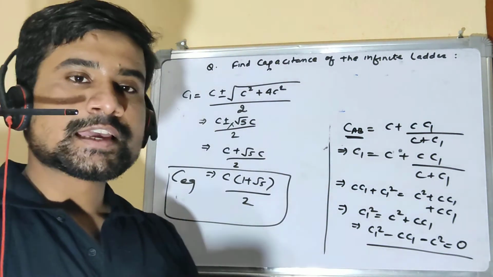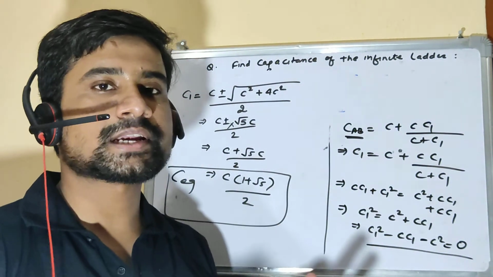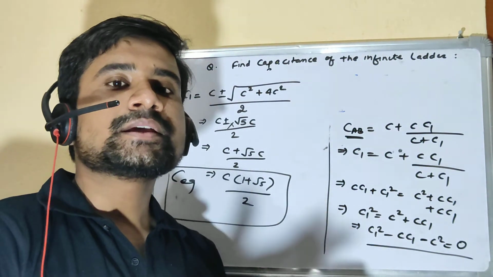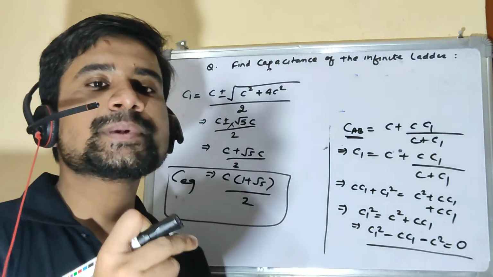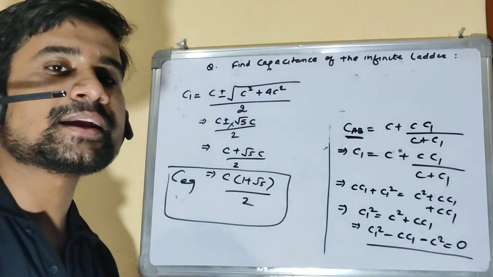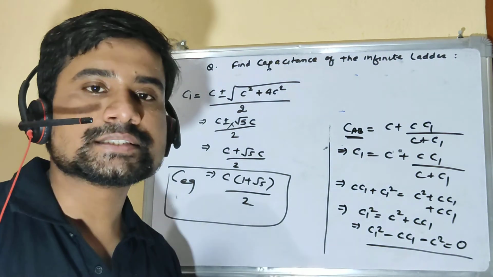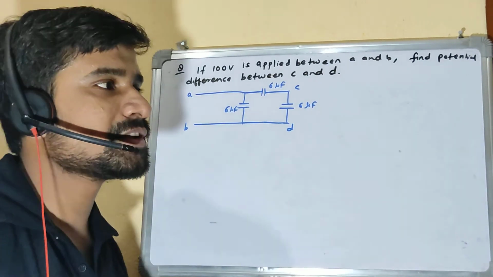All these infinite ladder problems should be solved with a similar approach, where you first find what pattern is repeating. You should identify one pattern, and then you should know that infinity is a big number. Even if I remove one pattern out of that, my net capacitance and net effect won't change, right? Let's go to another one. Let's solve the next problem.